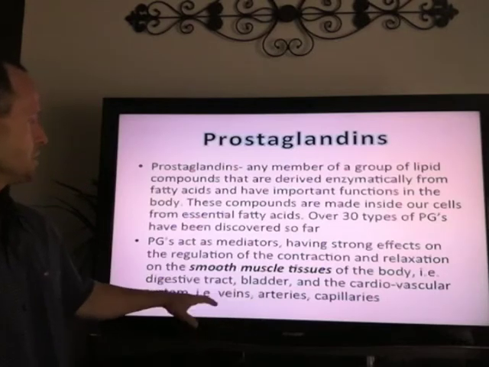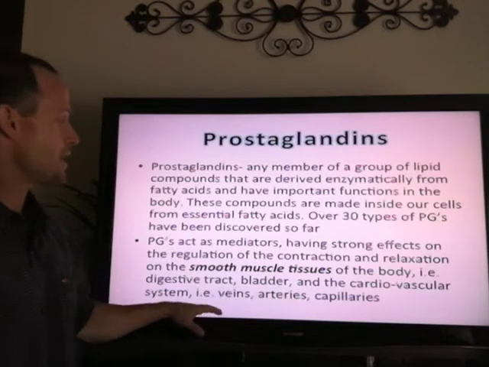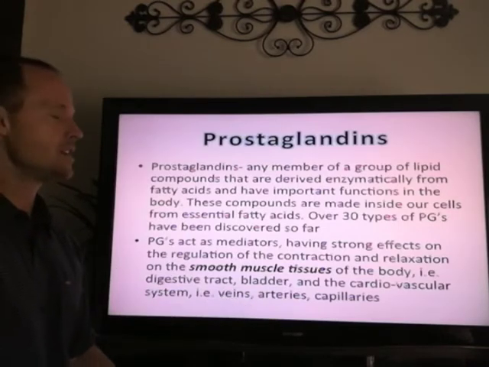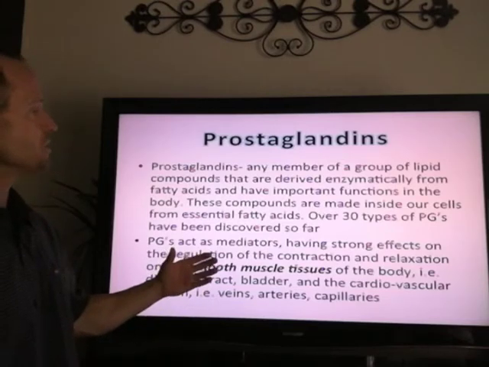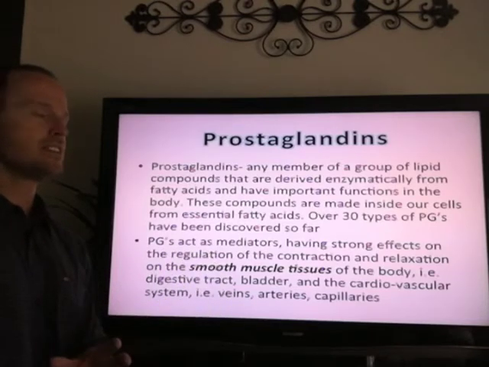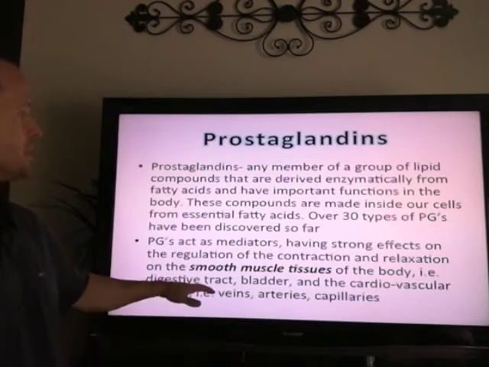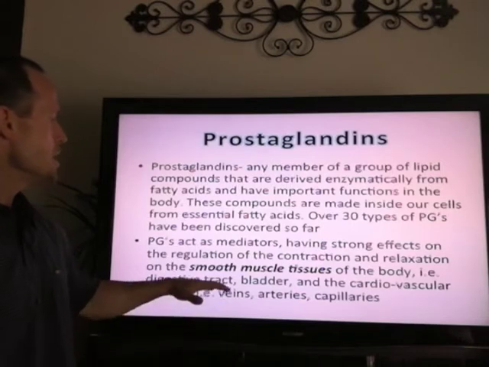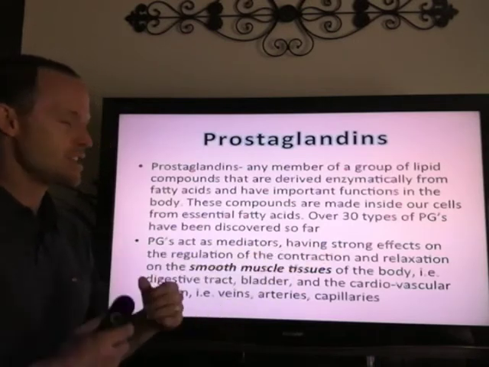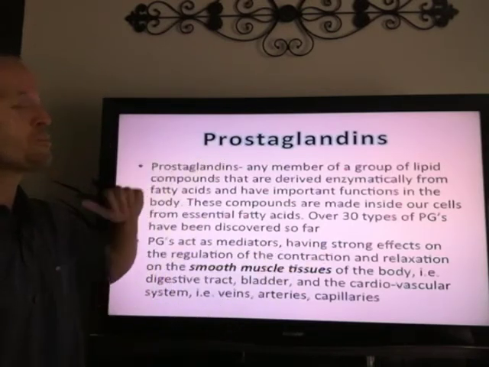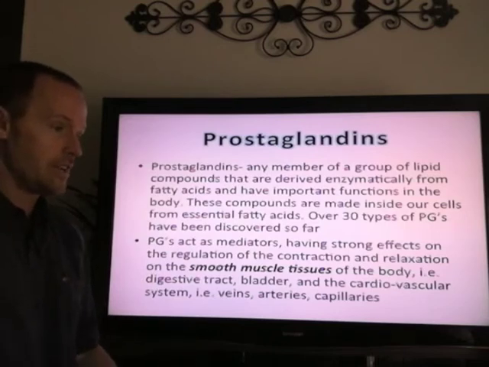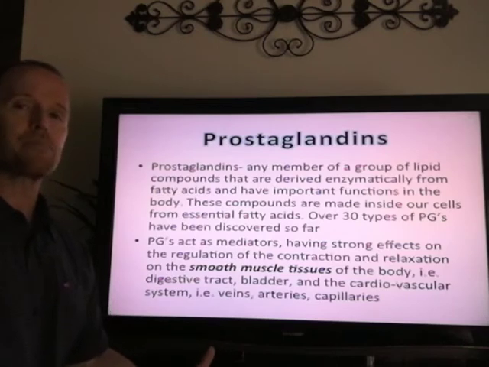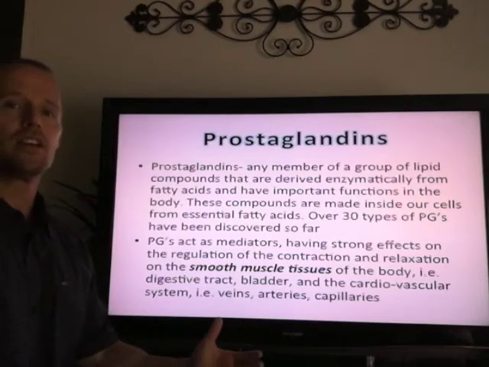The smooth muscle tissues can be the digestive tract, bladder, your cardiovascular system, i.e. your veins, arteries, capillaries, okay, ureters, kidney function. When you look at how prostaglandins control inflammation, look at the diseases that come from the cardiovascular system, the digestive tract, the bladder, urinary tract infections, kidney disease. Controlling the contraction and relaxation of those smooth muscles has to do with prostaglandin production. Prostaglandins are produced by essential fats. Essential fats let the whole thing happen in balance, in unison, in harmony.